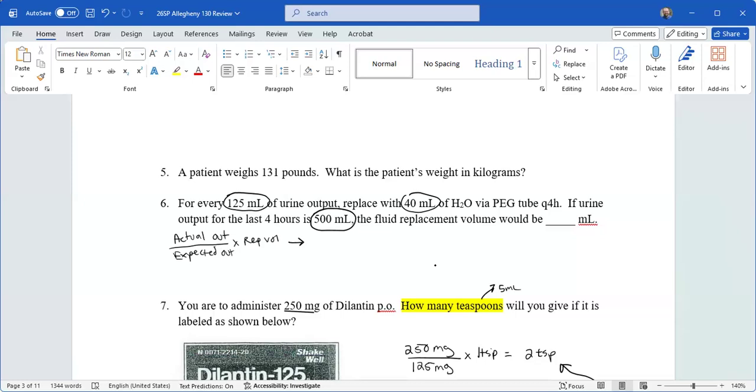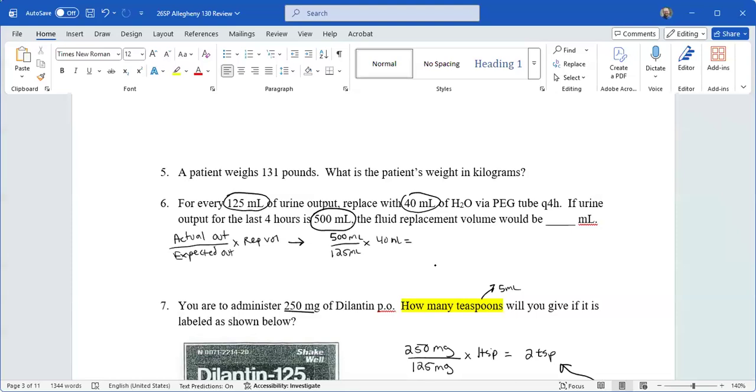So your actual output is the 500 milliliters. Your expected output is 125 milliliters, and then your replacement volume is 40. If you are following that, the only way this gets tricky is they might rearrange how they say it. They might say, if your output for the last 4 hours is 500 milliliters, and for every 125 milliliters of urine output replaced with 40 milliliters of water, what would the fluid replacement volume be? So they might rearrange that.